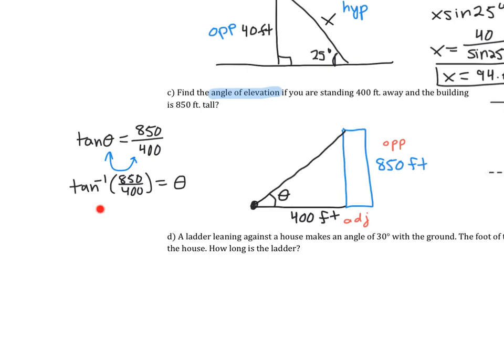and it will tell us that theta is approximately 64.80 degrees. So that would be our angle of elevation.